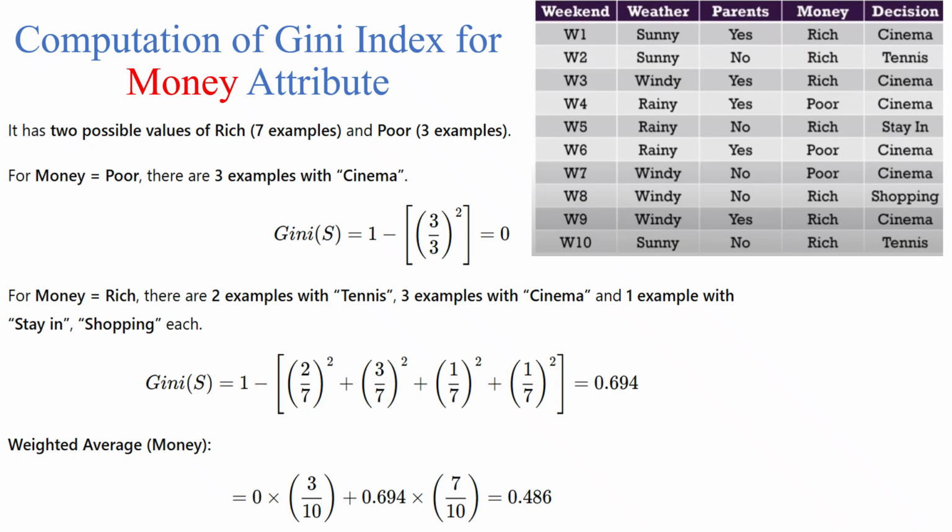Now we have to calculate the weighted average for the attribute money. The formula is: the Gini value we calculated for each outcome times its probability. For poor, 0 into 3 by 10, since we have 3 poor samples out of 10, plus the Gini for rich, 0.694, into 7 by 10, since we have 7 rich samples out of 10. So the weighted average we have calculated is 0.486 for the attribute money.